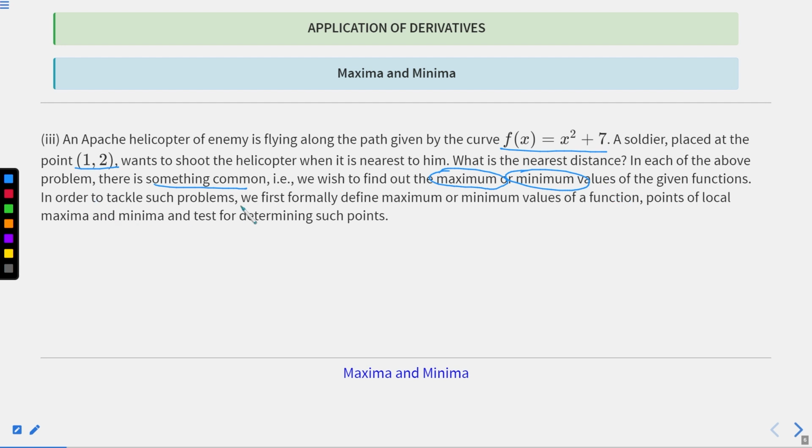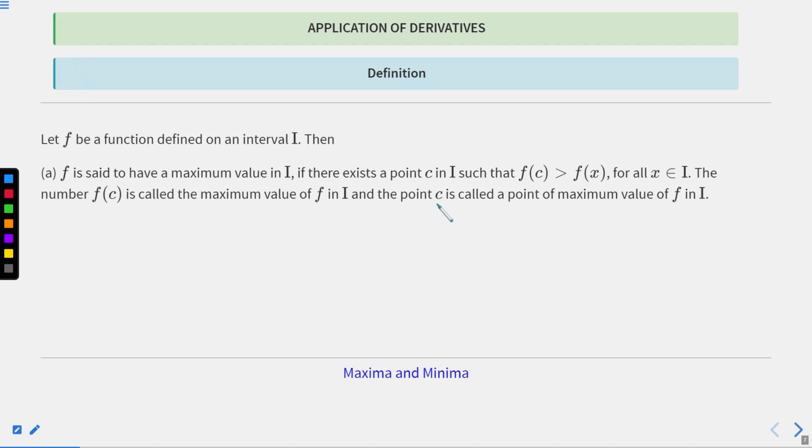So in order to tackle such problems, you will be able to answer these three problems if you get familiar with the maxima and minima concept. So let's jump to this topic. First the definition. After getting familiar with it, please try these three problems given at first. This will reflect that now you have this much understanding of the topic, maxima and minima.